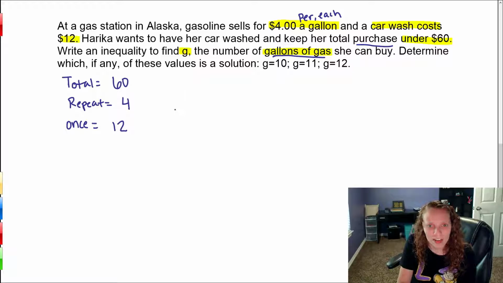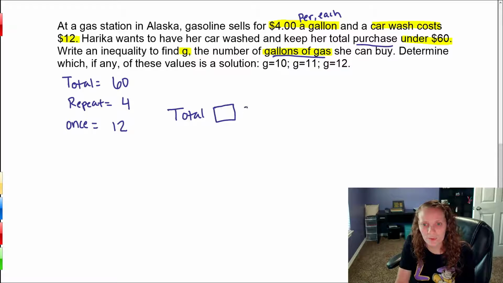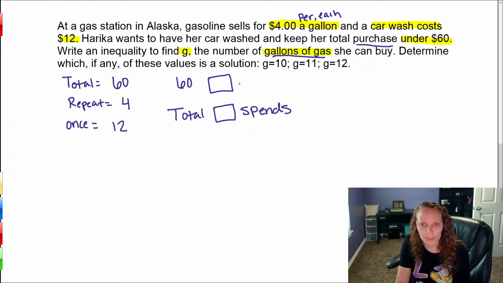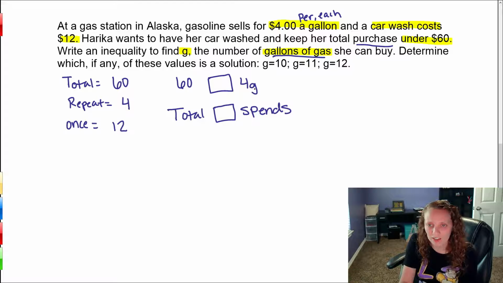So we are going to have the total on one side, inequality symbol, and then what she spends on the other side. The total is 60. I'm going to leave the inequality blank for just a minute. The number that's repeating is 4, and it needs to go with G, the number of gallons, 4 per gallon, plus that $12 car wash.